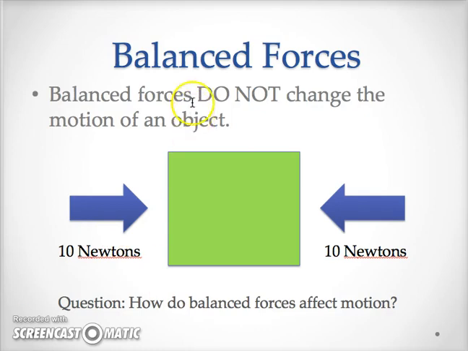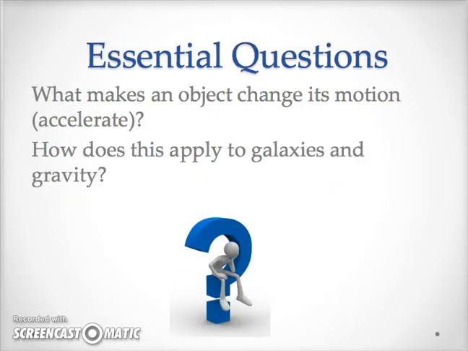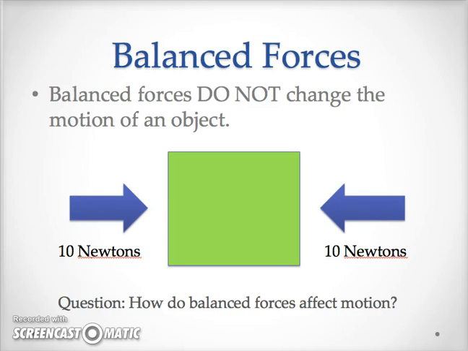Balanced forces do not change the motion of an object. So if we're going to be talking about what changes the motion of an object, you need to know that balanced forces do not change the motion of an object. This box is not going to go anywhere if somebody with a force of 10 newtons and 10 newtons is pushing against it in the opposite direction.